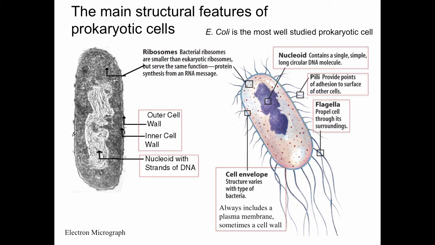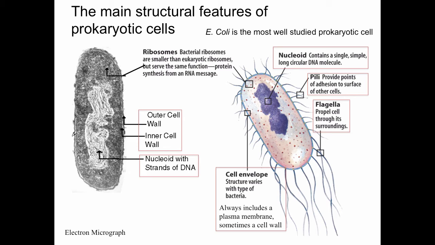This slide shows the main structural features of prokaryotic cells. E. coli is the most well-studied prokaryotic cell, and so we'll often refer to E. coli in this class as a cellular model. On the left is an electron micrograph image of an E.